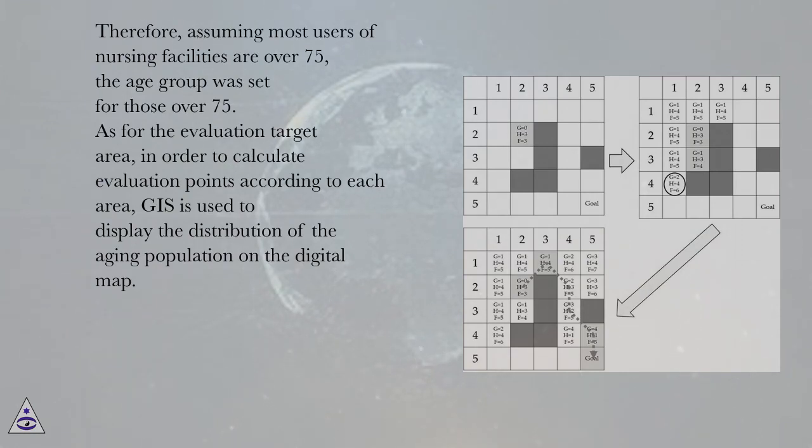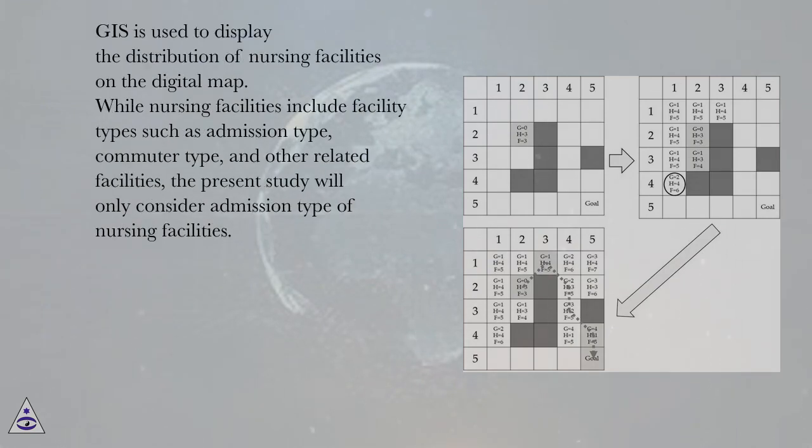As for the evaluation target area, in order to calculate evaluation points according to each area, GIS is used to display the distribution of the aging population on the digital map. GIS is used to display the distribution of nursing facilities on the digital map. While nursing facilities include facility types such as admission type, commuter type, and other related facilities, the present study will only consider admission type of nursing facilities.